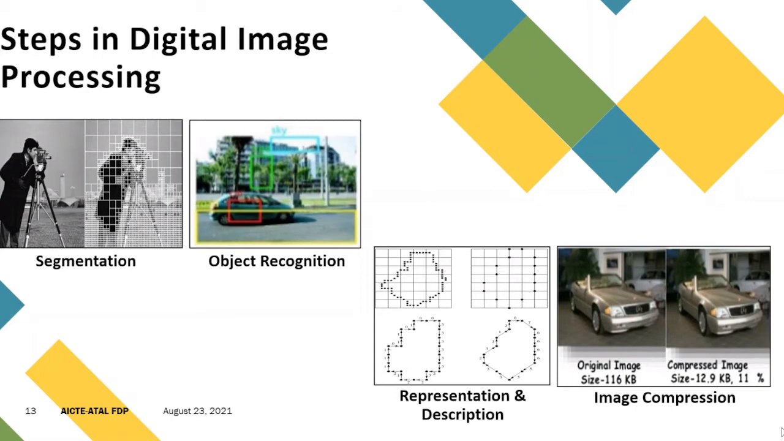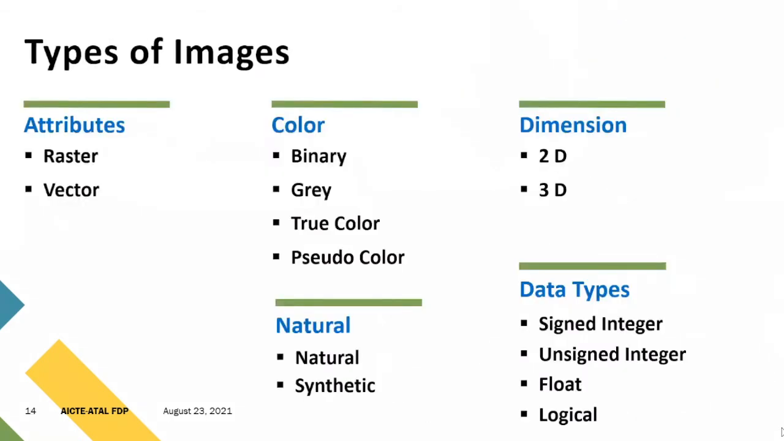Now, moving ahead, types of images, which is also very, very important. Till now, we have been talking about image. You have an image, but can you recall how many types of images are actually possible? First type of image classification is based on the attributes. So image classification can be done in a number of ways. The first way of classification is on the basis of the attributes.